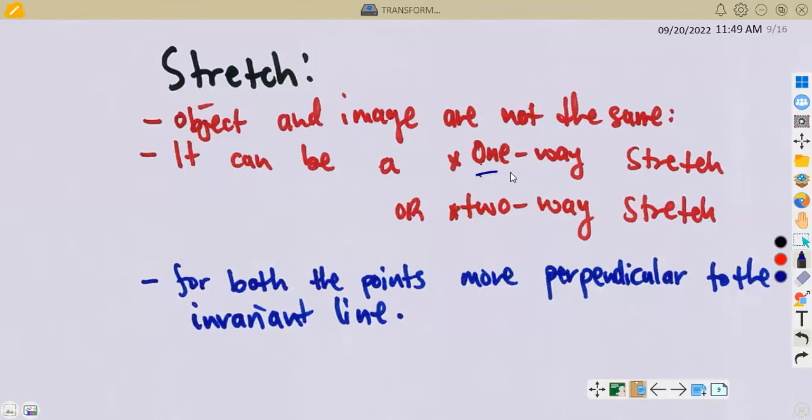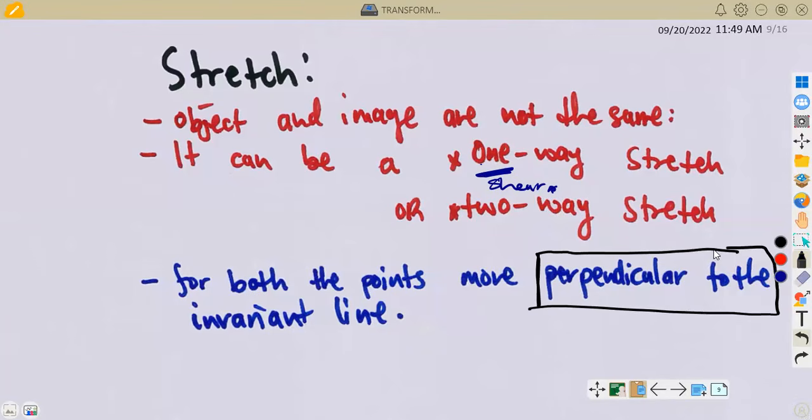For one-way stretch, it looks familiar, like a shear, but there's a difference because this time the points are going to move perpendicular to the invariant line. They are no longer parallel, they are perpendicular. Perpendicular meaning, let's say your x-axis is the invariant line. When you join the points, this is A, this is A1, they are going to be perpendicular with the x-axis like this. They create 90 degrees.